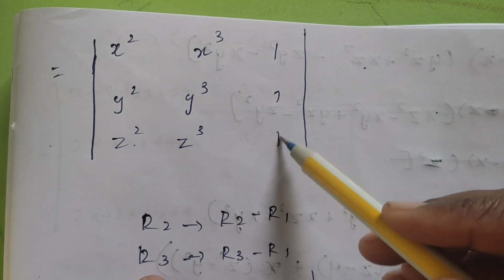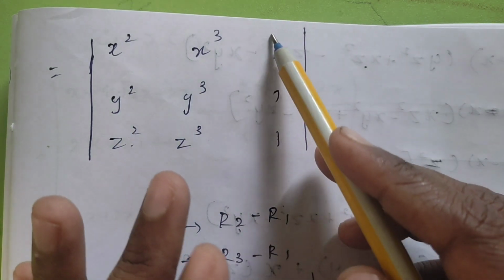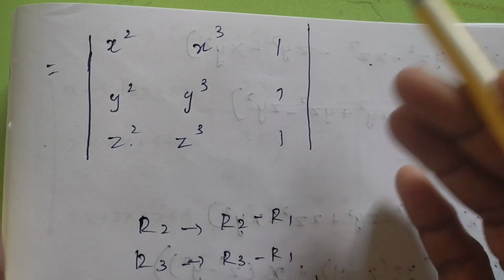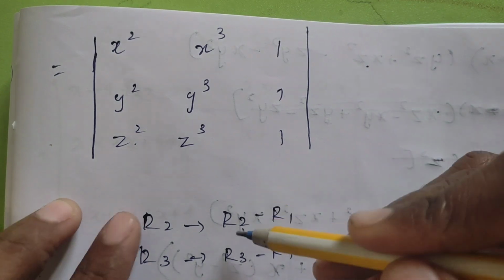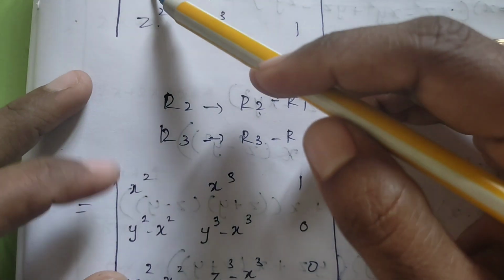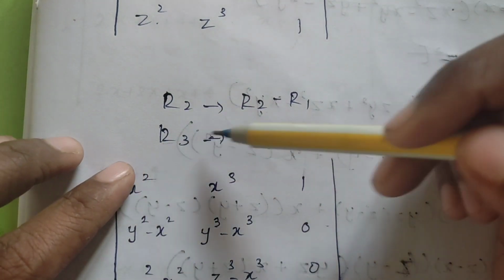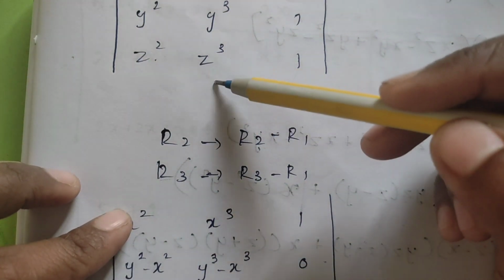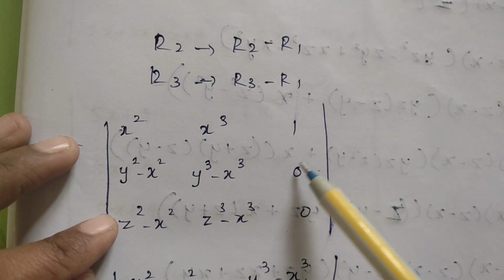So I'll make any two of the elements 0, so that I can find the determinant value with the help of the third column. We will be easily able to find it by reducing to a 2 by 2 determinant. That's what is done here. R2 tends to R2 minus R1. That is y square minus x square, y cube minus x cube, 1 minus 1, 0. R3 again, R3 minus R1: z square minus x square, z cube minus x cube, 1 minus 1, 0. So it has been written here.